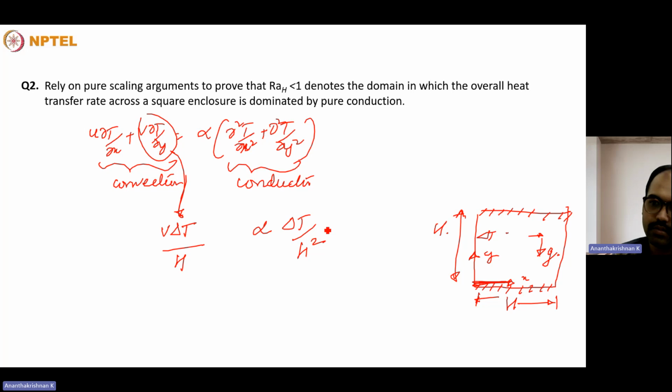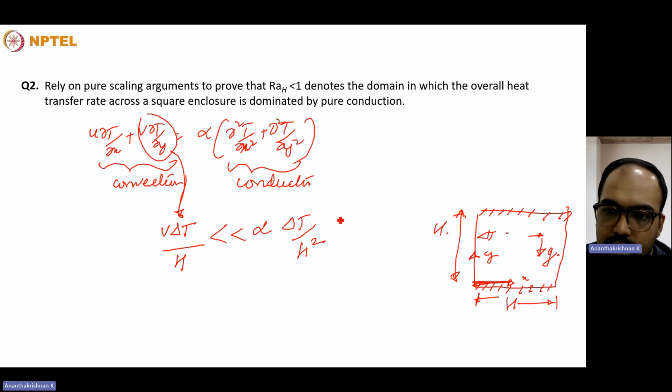So the given condition in the problem is that it's pure conduction that happens between the left wall and the right wall. We need to prove that this happens when the Rayleigh number with respect to the width h is very much less than one. So what we could do is say that v delta t divided by h is less than this particular term. This is given in the problem.